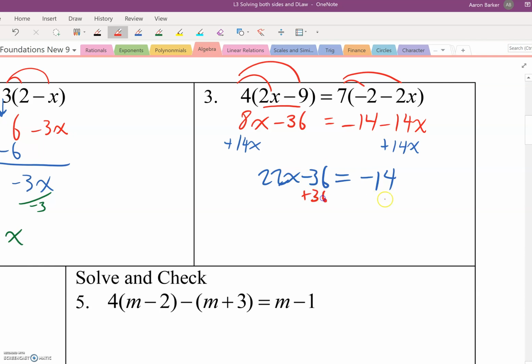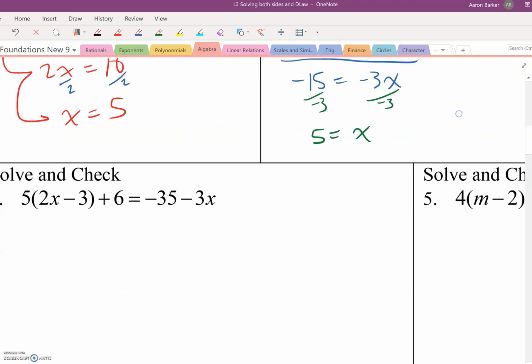Opposite of minus 36, add 36, and I get 22x. Oops, my 22s are looking funny. Equals 22. And now what am I going to do? Well, I'm going to divide by 22. And so I get x equals 1. Final answer. So, big thing for today was multiply, get rid of your brackets, multiply, get rid of your brackets. Let's do that. A few more harder questions.